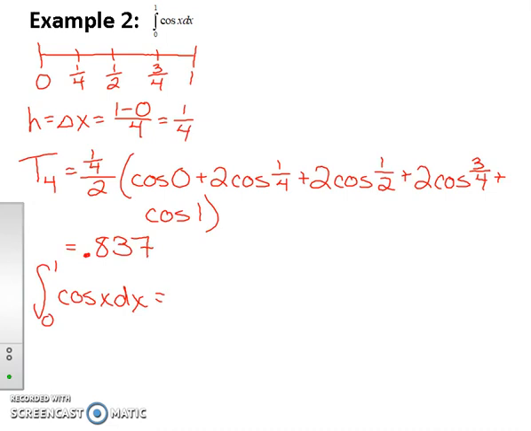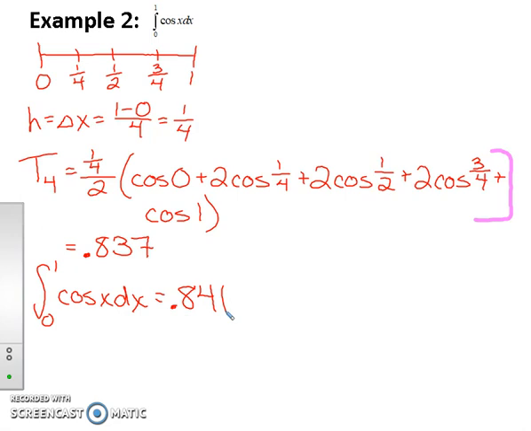All right, as far as working without a calculator goes, you could do your setup step, which I have right here, but then at that point you're stuck without a calculator. You can figure out cosine of 0 yourself from the unit circle, but 1/4, 1/2, 3/4, and even 1 are not exact angle measures on the unit circle. So you would have to rely on your calculator at that point. I got for the trapezoidal approximation 0.837. But when I calculate the exact integral from 0 to 1 of cosine of x, I get 0.841. So our trapezoidal estimate was an underestimate.